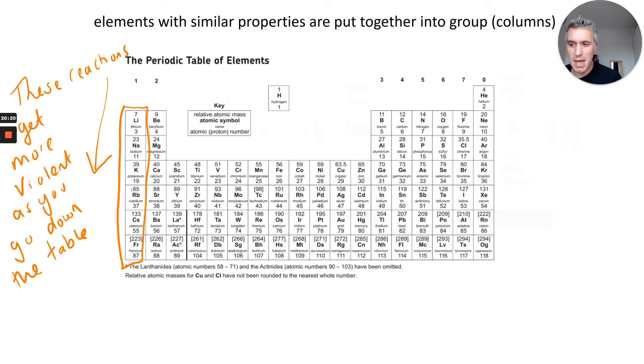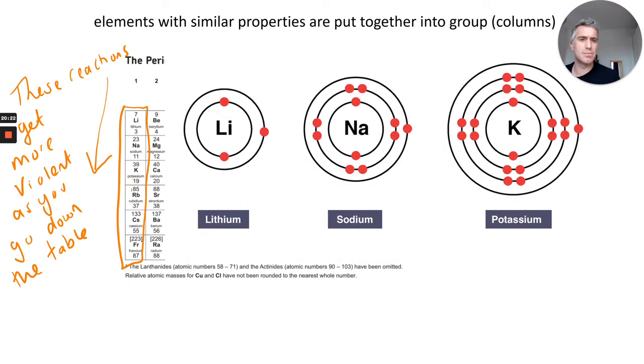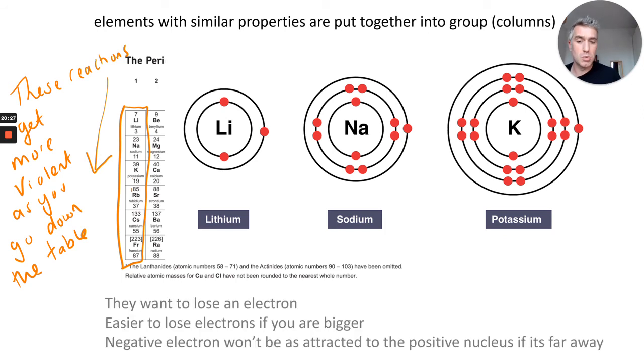And as they go down the table, they get more violent. That is because they all have one electron in their outer shell. They want to lose one electron. If you are something like lithium, see lithium here on the left hand side, lithium's one electron on the outer shell is really close to the nucleus. So it's really hard for that one negative electron to escape from the positive nucleus.